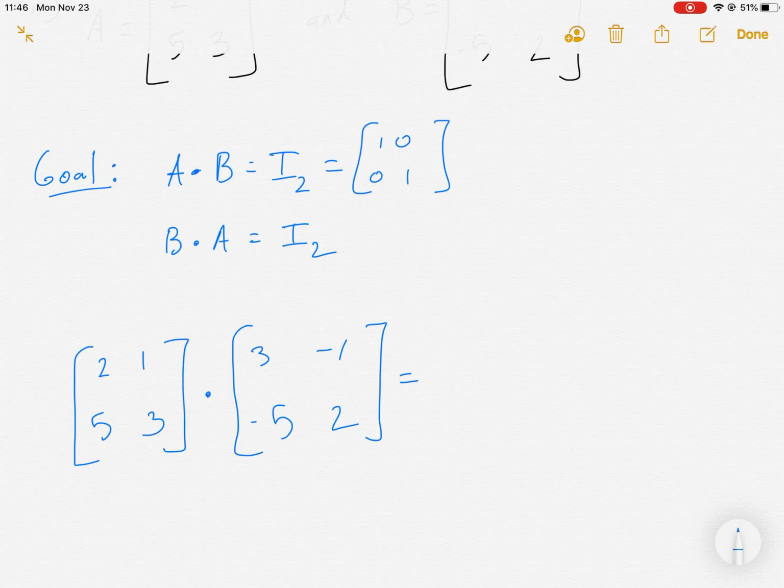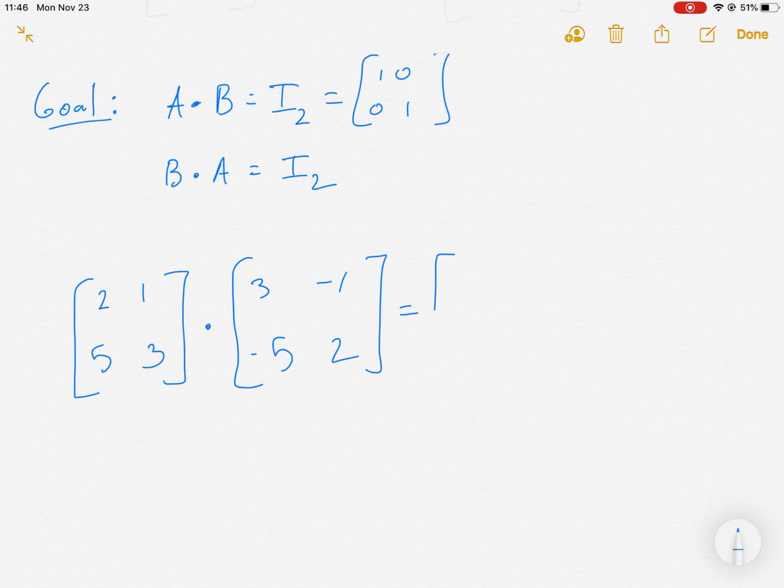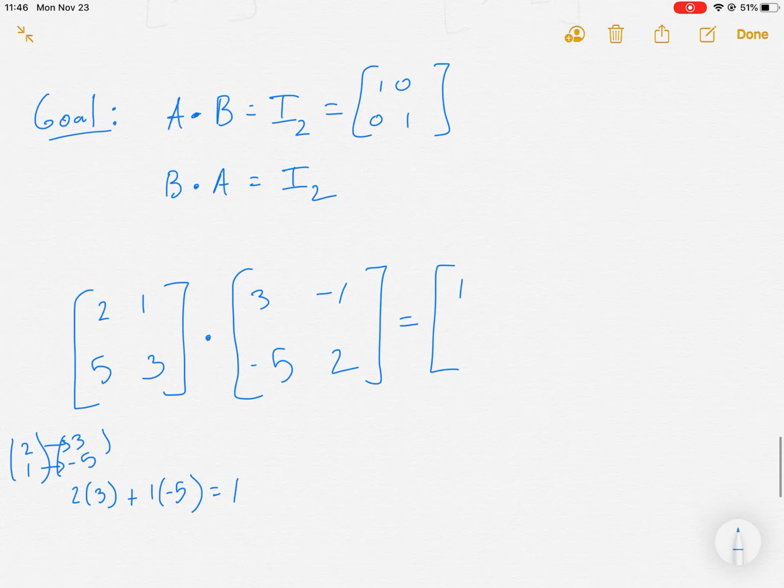Now, in the previous lesson in section 8.2, we talked about matrix multiplication. So let's do this first spot kind of slowly. It's going to be 2 times 3 plus 1 times negative 5. Remember, we're kind of mashing these together. 2 times 3 and then 1 times negative 5. So we'll get 1. So far, so good. That is what we want.